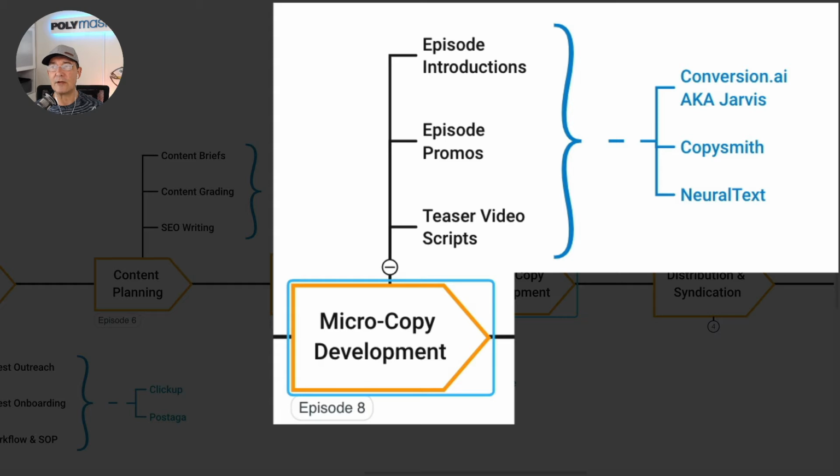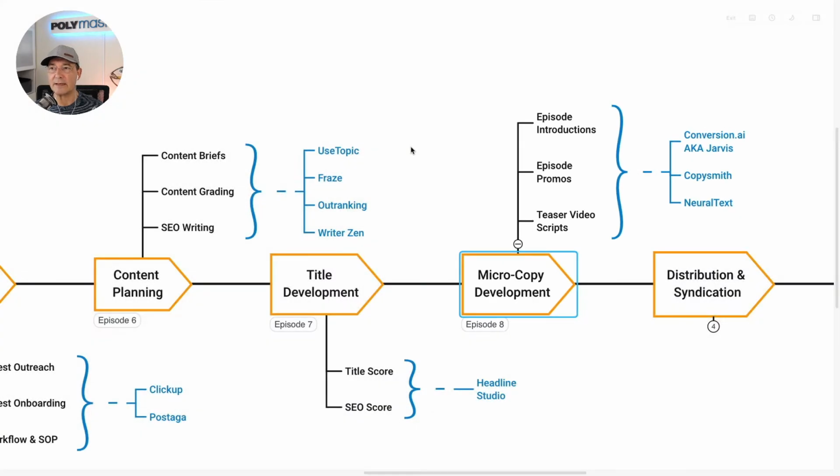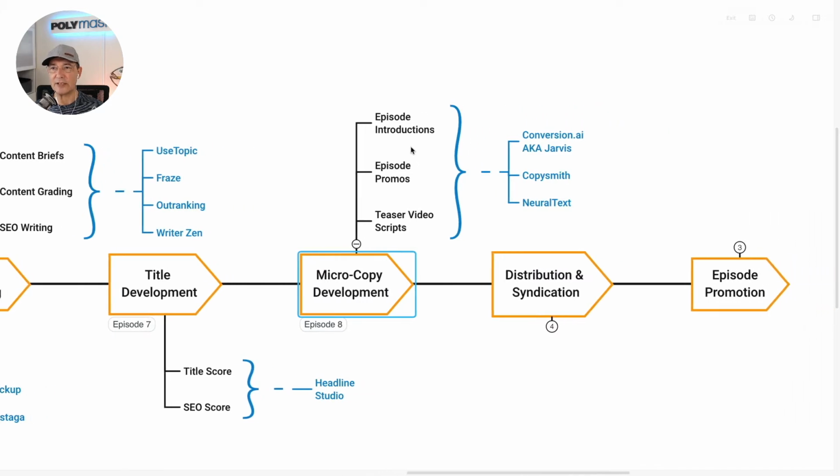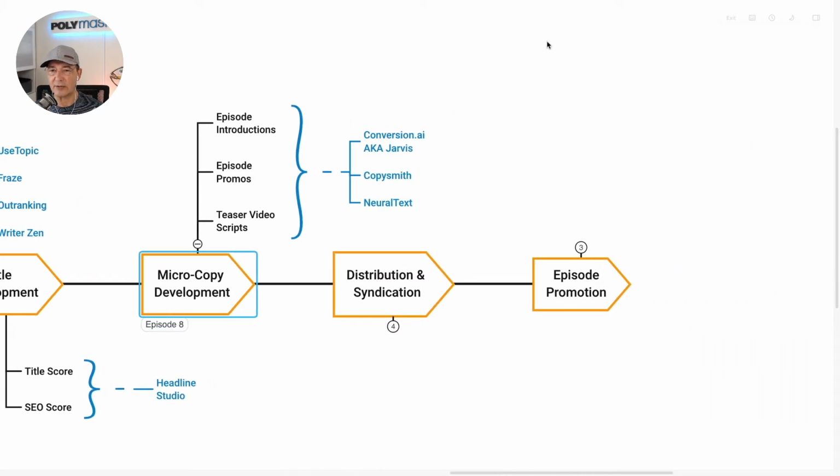And the tool that we will be covering for that is conversion.ai. It's also better known as Jarvis.ai now. And we also use a couple of others that we've tried. Not that I'm going to do an A to B comparison, but we have tried out a number of these solutions and have arrived at our favorite one, and that is conversion.ai or Jarvis. And that's what we're going to go into in this particular episode.